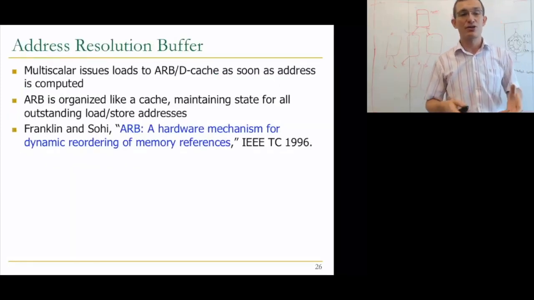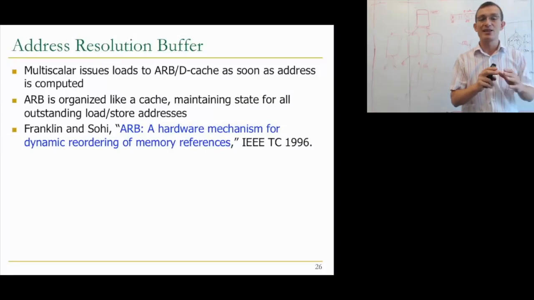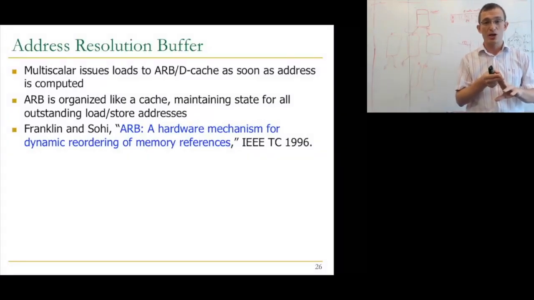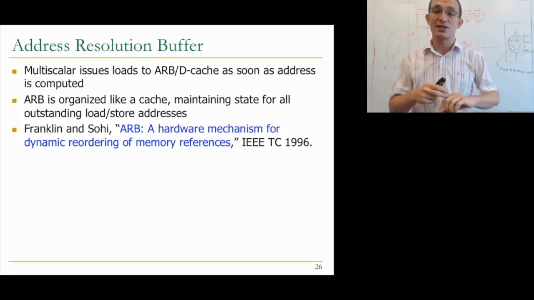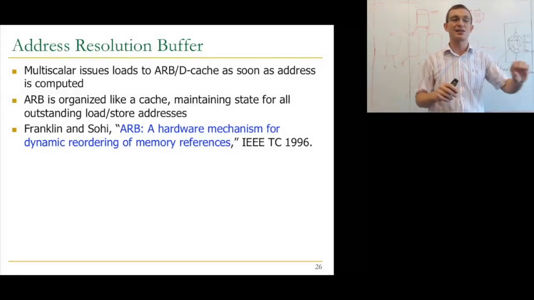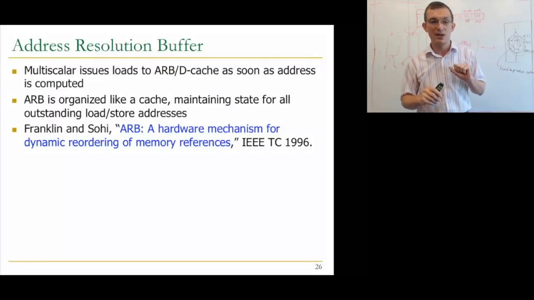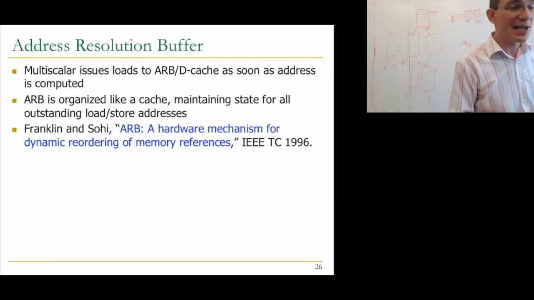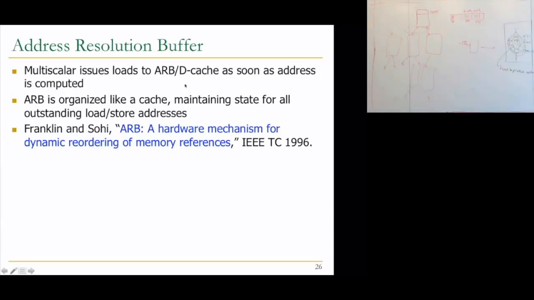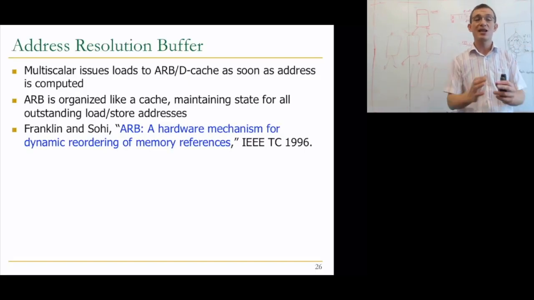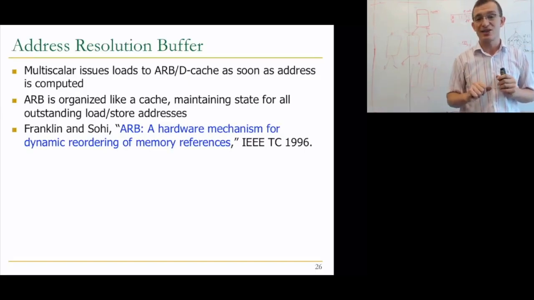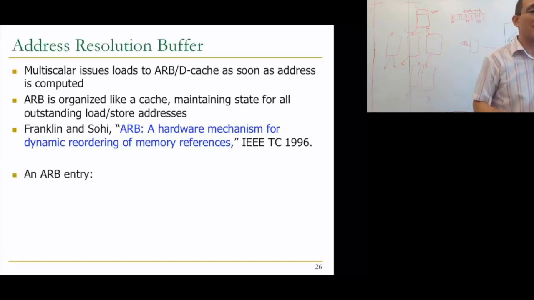Let's take a look at this address resolution buffer. Remember, we've discussed there are two fundamental ways of detecting store-load dependencies. One is through a separate buffer, and one is through the L1 cache. In this case, we're going to do it through a separate buffer. The idea is Multiscalar issues loads to this separate buffer, the address resolution buffer, or the data cache at the same time, as soon as the address is computed. The address resolution buffer, ARB, is organized like a cache. It maintains state for all outstanding load and store addresses.